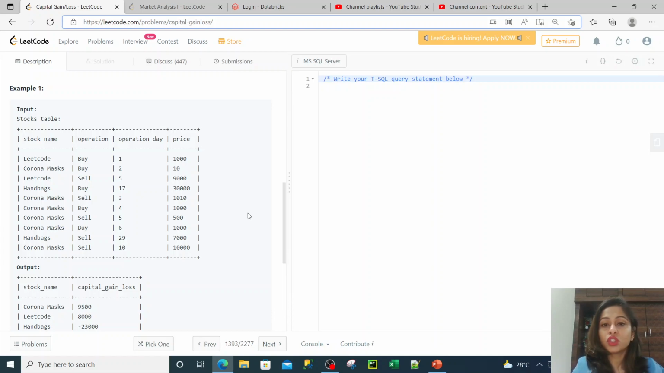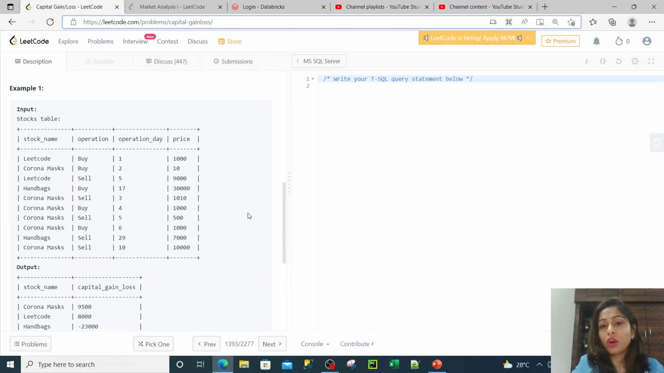You are given a stock table. Whenever you buy or purchase any stocks from the market, what you essentially do is buy a particular stock at a particular price on a particular day, and then you go ahead and sell that stock off on a particular day at a particular price, right? So this is a buy and sell, which is essentially what we do in the stock market.